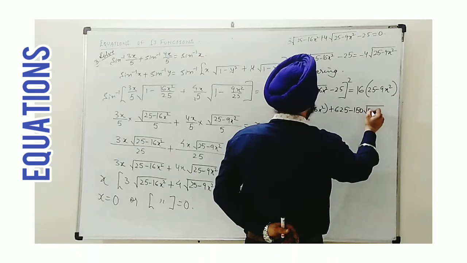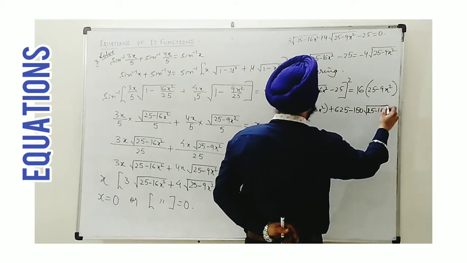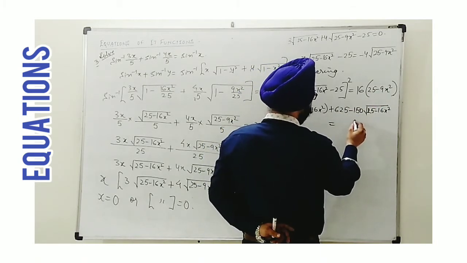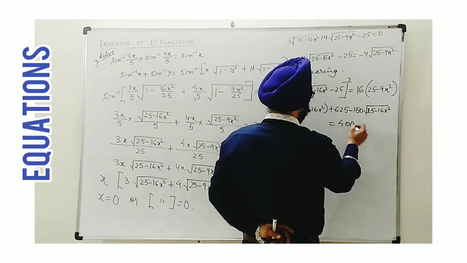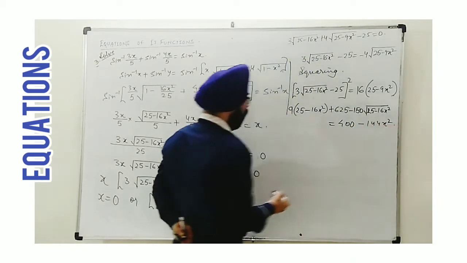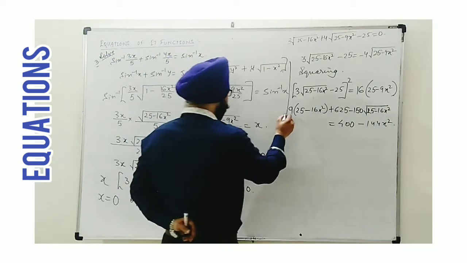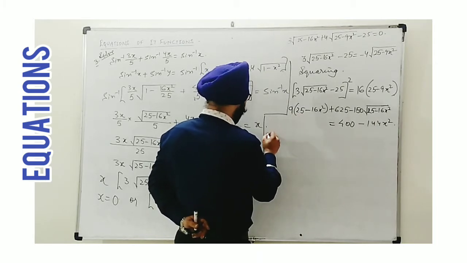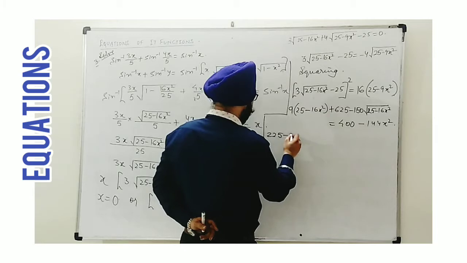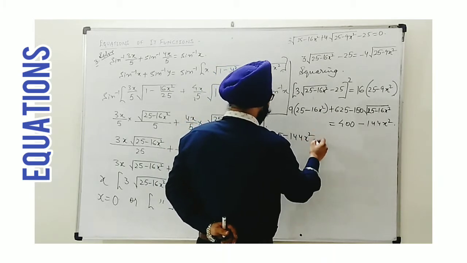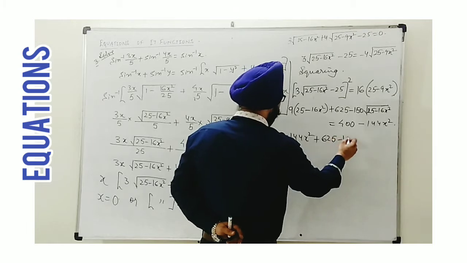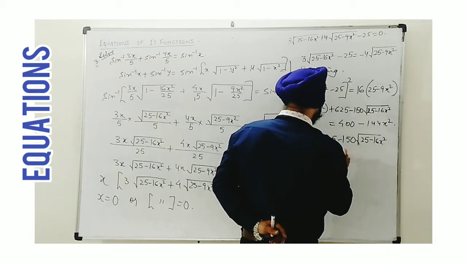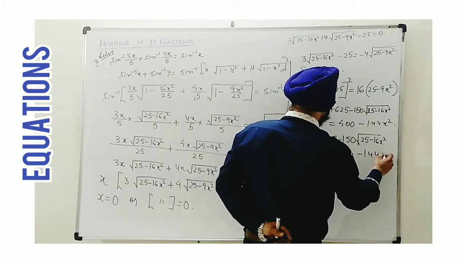root 25 minus 16x square equal to, here 16 can be multiplied inside, 400 minus 144x square. The calculation, I see, is more than we expected. 9 into 25 is 225, 9 into 16 is 144x square, 625 as it is, minus 150 root 25 minus 16x square is equal to 400 minus 144x square.